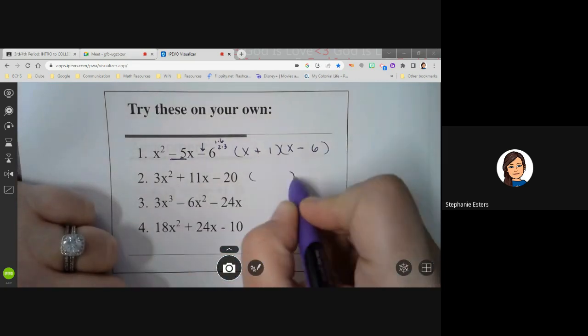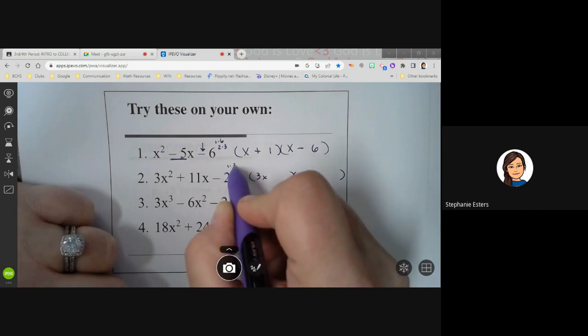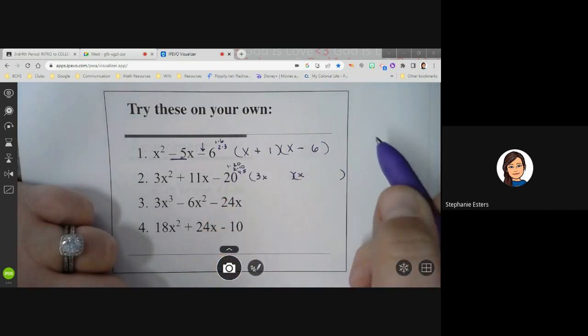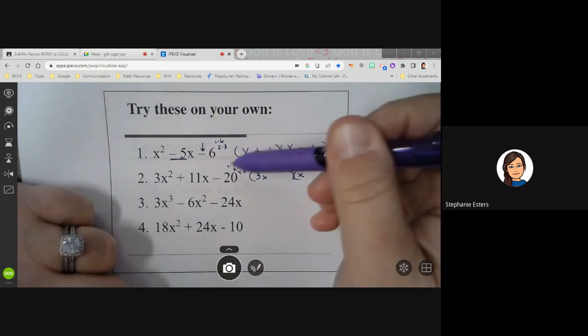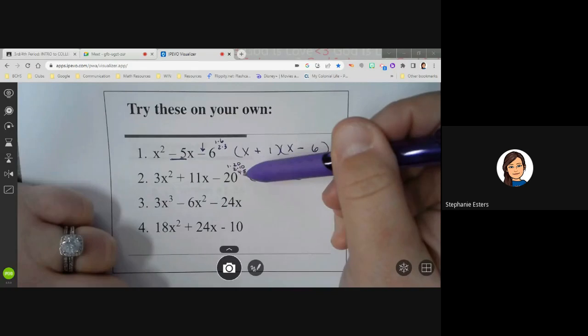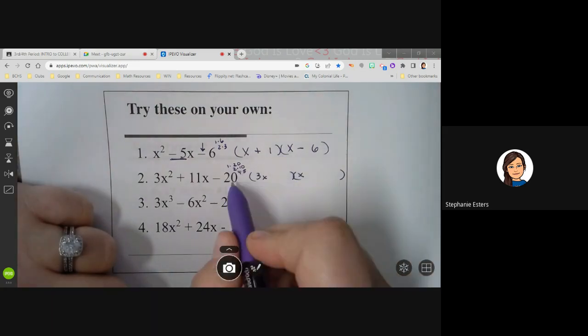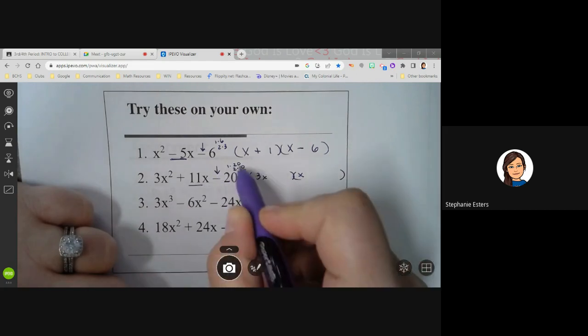On this one, factors of 3x squared are 3x and x. Factors of 20 could either be 1 and 20, 2 and 10, or 4 and 5. By the way, when I'm coming up with my list of factors, I start with 1, and I just go in order, 1, 2, 3, 4, and since 5 is next, but 5 is already listed, I know that I'm finished, and I have listed all of my factors. So factors of 20, I need them to subtract and give me 11, but not just these.